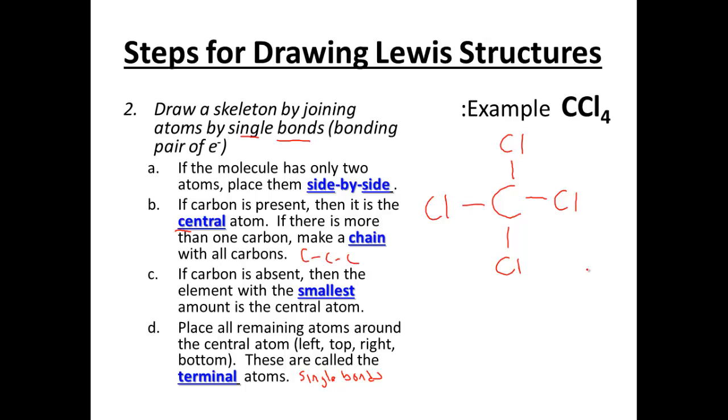Right now we started out with 32 electrons we needed to show. Now each covalent bond that we have is 2 electrons. So we're showing 1, 2, 3, 4 covalent bonds there. So in the end we have shown 8 of our 32 electrons. We still have 24 electrons left to place.